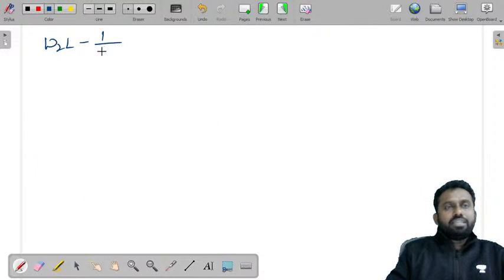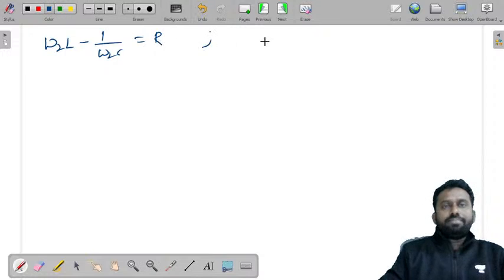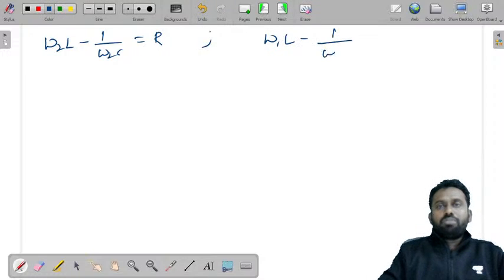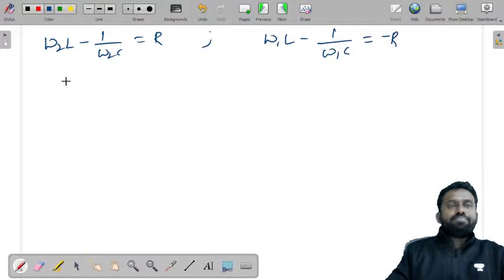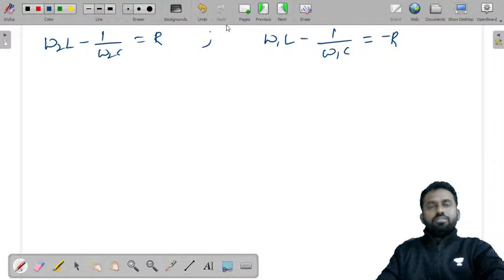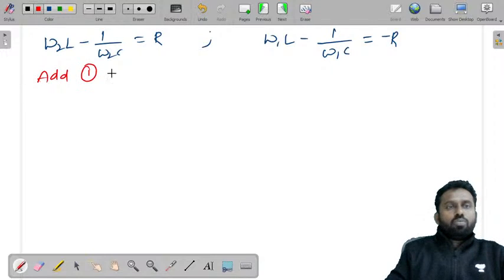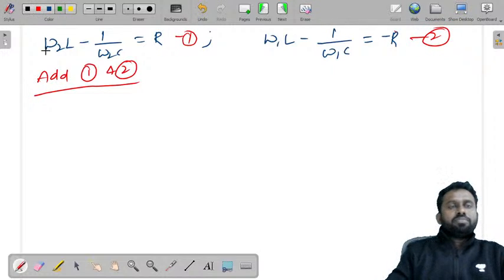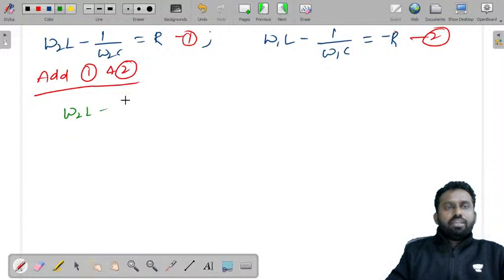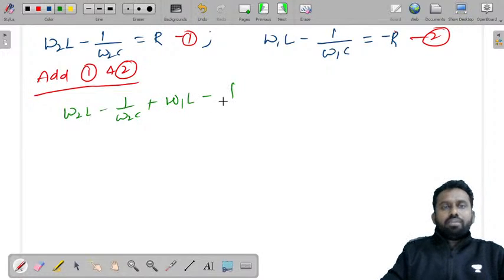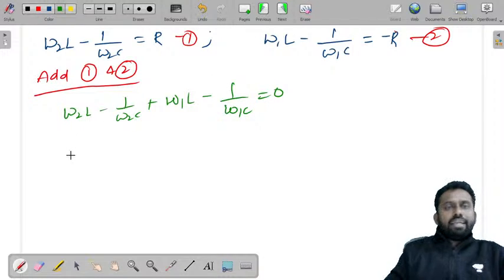So omega 2 L minus 1 by omega 2 C is equal to R. Omega 1 L minus 1 by omega 1 C is equal to minus R. What you'll do is you just need to add these two. Add 1 and 2. Let's call this 1 and 2. So you can write omega 2 L minus 1 by omega 2 C plus omega 1 L minus 1 by omega 1 C is equal to 0.